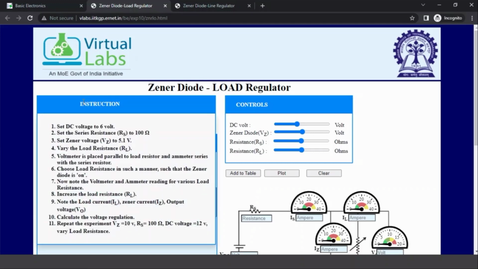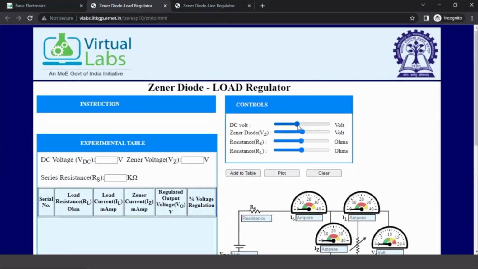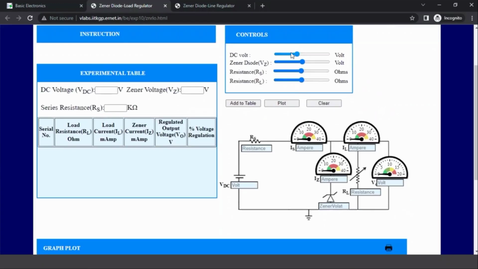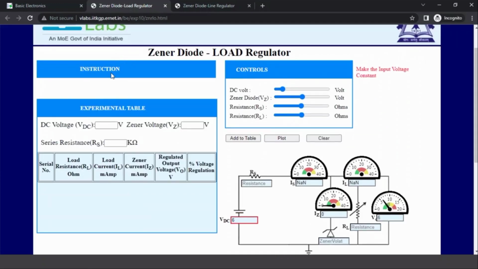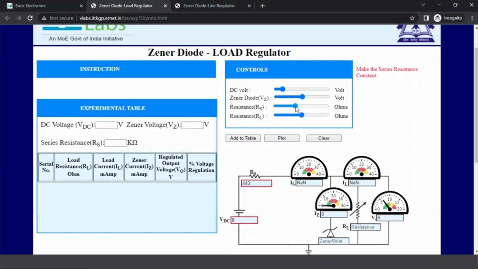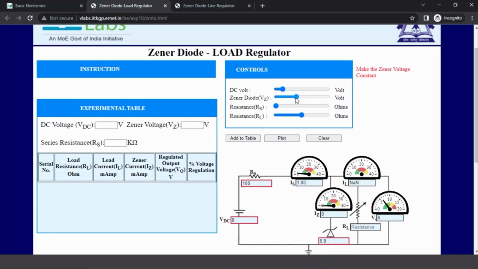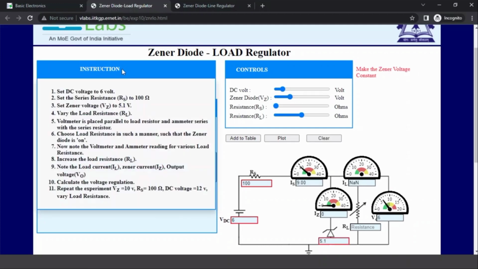You will get a profile of output voltage with respect to the variation in load resistance. So let us keep this 6 volts, right? So the input we need to keep 6. You can see here it is varying. Yeah, 6 volts is the input and Rs is 100. The Zener is 5.1, so I can keep the Zener voltage at 5.1 and vary the load resistance.